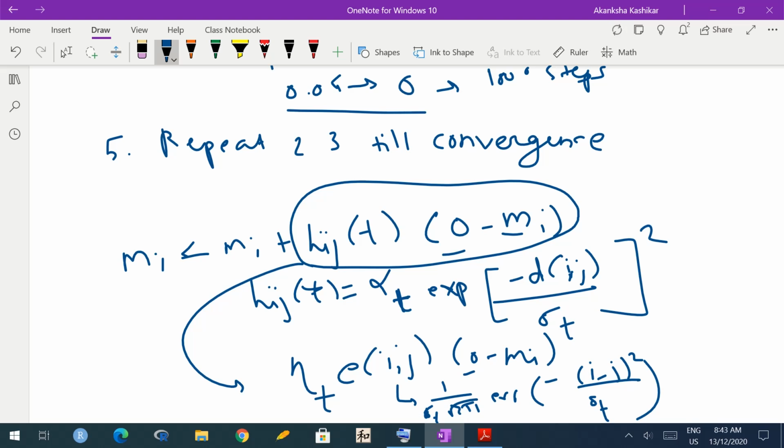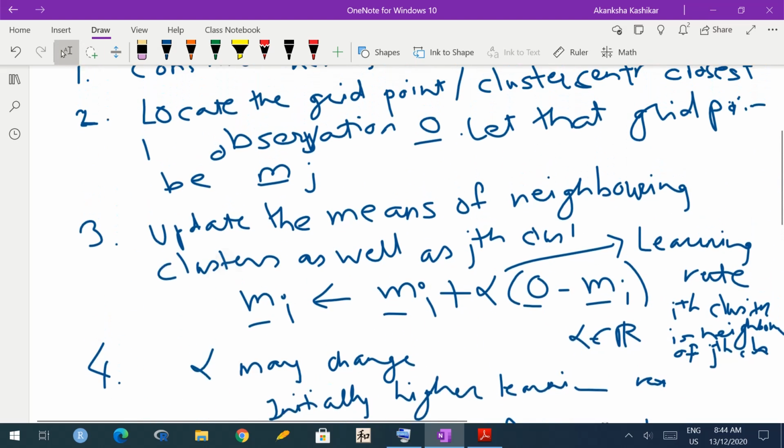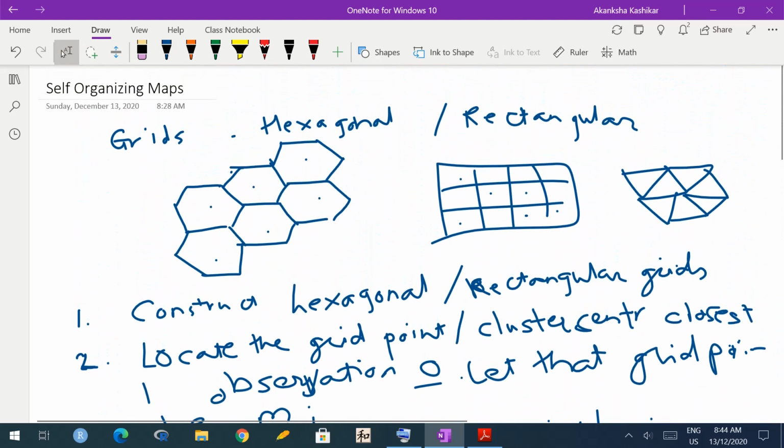So as I said, the learning rate can be either a function of the iteration number or the step at which you are, and it can be specific to each cluster. So clusters which are near the cluster in which you are adding a new observation should be affected more than clusters which are far away. These are two different examples of learning rates, but you can have similar modifications further.